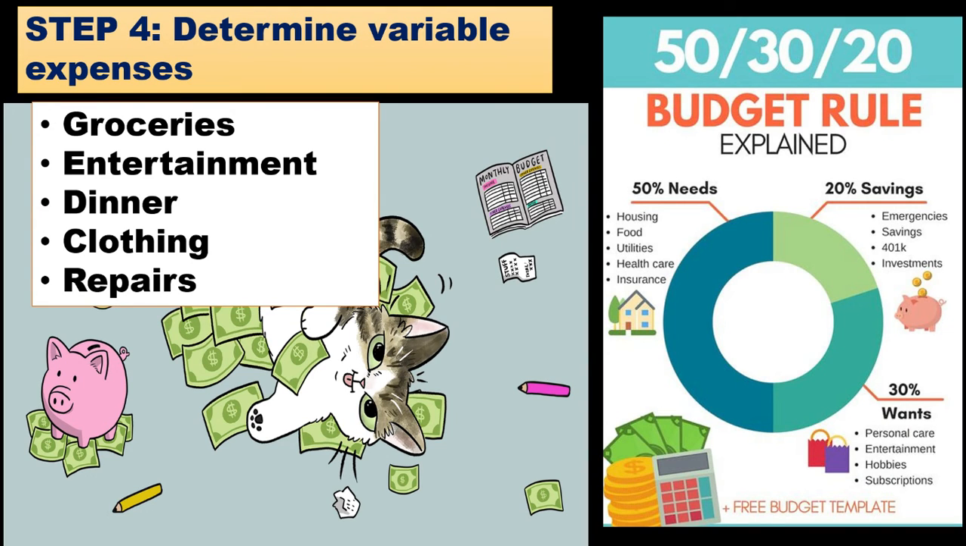Next is the variable expenses. These are the expenses that change depending on how much you use a product or consume the product. Variable expenses are costs that change over time. They might fluctuate over a week, month, or year. That's why it's very important to set limits and find ways to save. Use the 50, 30, or 20 budget rule.